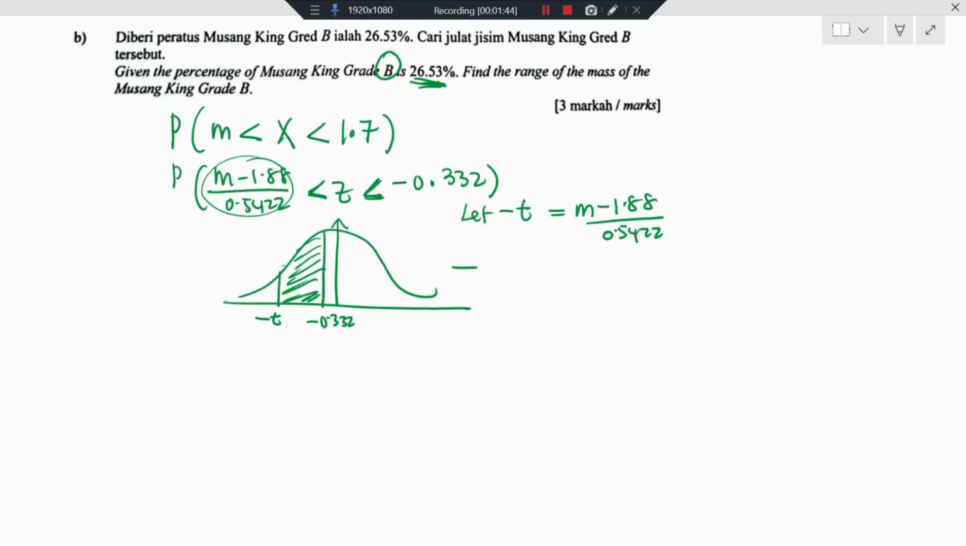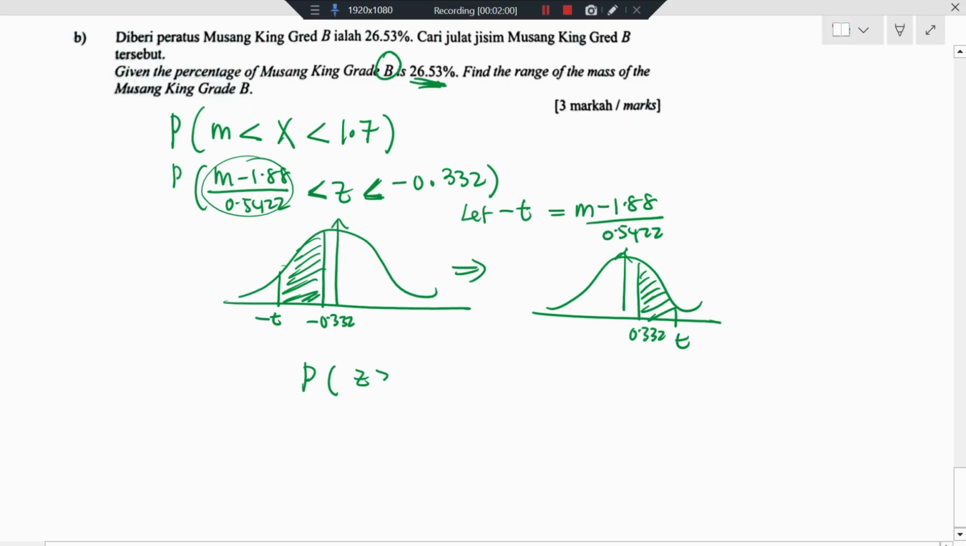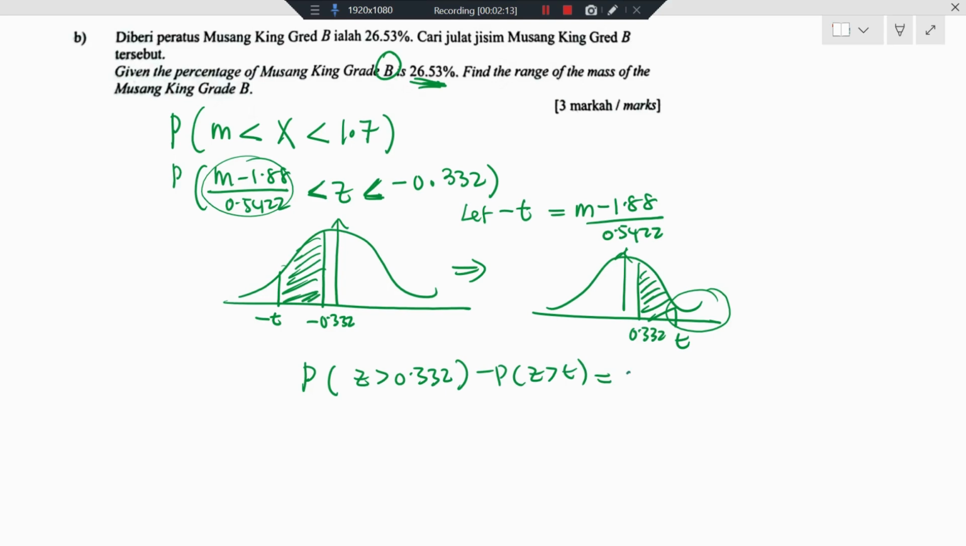Okay, and then you need to reflect this. So 0.332 comes first, then only your t. When you reflect this, the reflection is very important. So probability Z greater than 0.332, that means everything on your right hand side. But we don't want everything, right? We do want this part, Z greater than t. So Z greater than t should be getting 0.2653 as given in the question. 0.2653 is the 26.53 percentage.